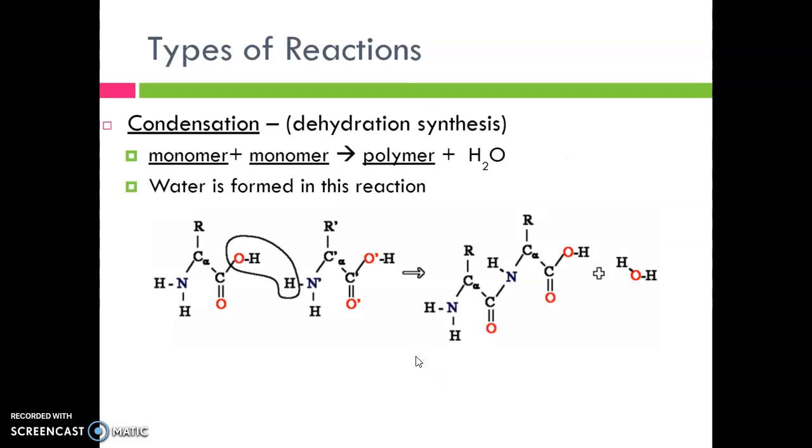Now when we put monomers together to create a polymer, or break a polymer apart in order to get the monomers out of it, we can have a couple different kinds of reactions. The first kind of reaction is condensation, or the other name for it is dehydration synthesis. The way that I like to remember this: the reaction takes a monomer plus a monomer and creates a polymer plus some water.